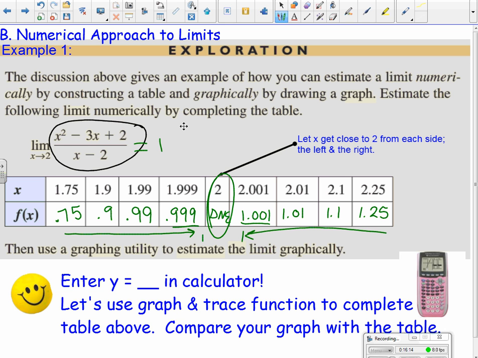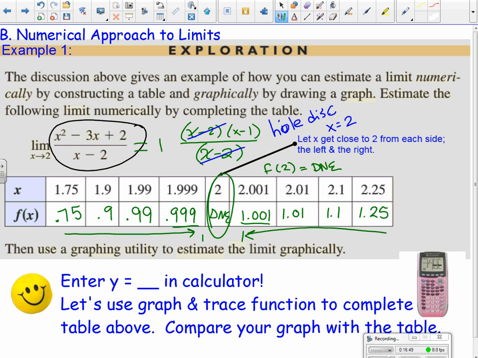But when I look at f of 2, I get a does not exist, don't I? If you tried to plug that in, you probably got an error message. And one of the reasons is we can actually factor this, x minus 2 and an x minus 1 over this x minus 2. And, you know, we get this canceling away. And if you recall from last year, that would indicate that we have a hole discontinuity at x equals 2, but that does not mean that the limit doesn't exist. It actually graphs out very nicely. So there you go.